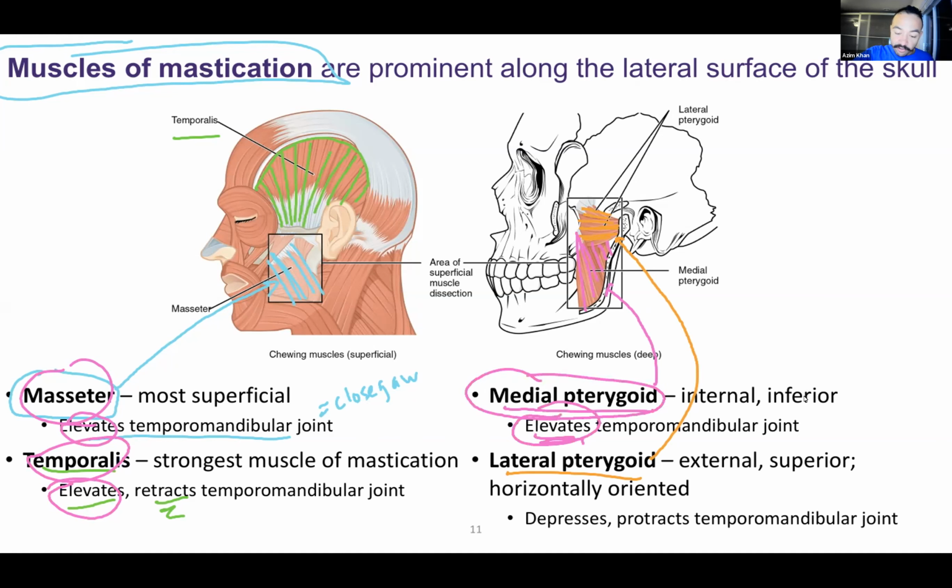But the lateral pterygoid, lateral is for depressing and protracting. Depressing is the opposite. So the lateral pterygoid is the antagonist to the other three, as well as the platysma. Platysma also opens your mouth. Depress, again, means open jaw. The lateral pterygoid is also the antagonist of temporalis. Temporalis retracts while lateral pterygoid protracts.